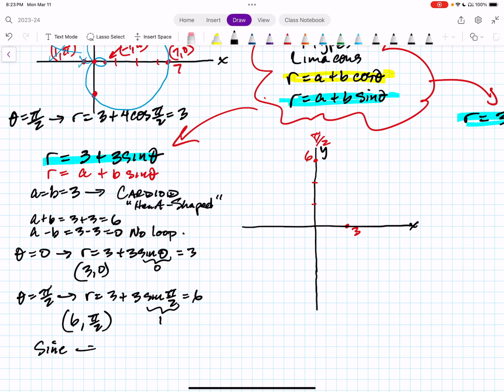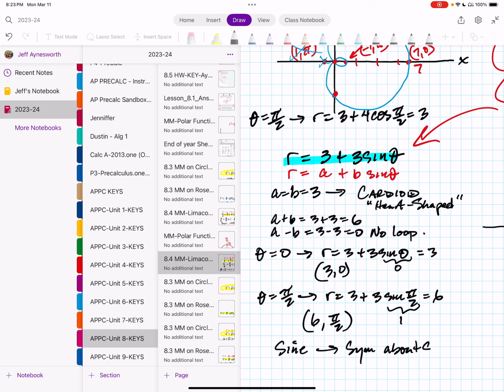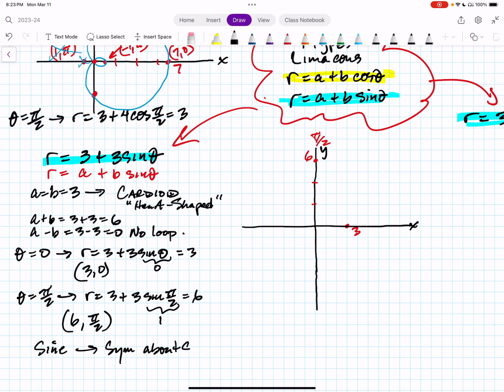Sine tells me that it's symmetric about the y-axis. There we go. And I know that a is 3 here. So a equals 3. Those are x-intercepts. So at 3 and negative 3, I can plot the other one.